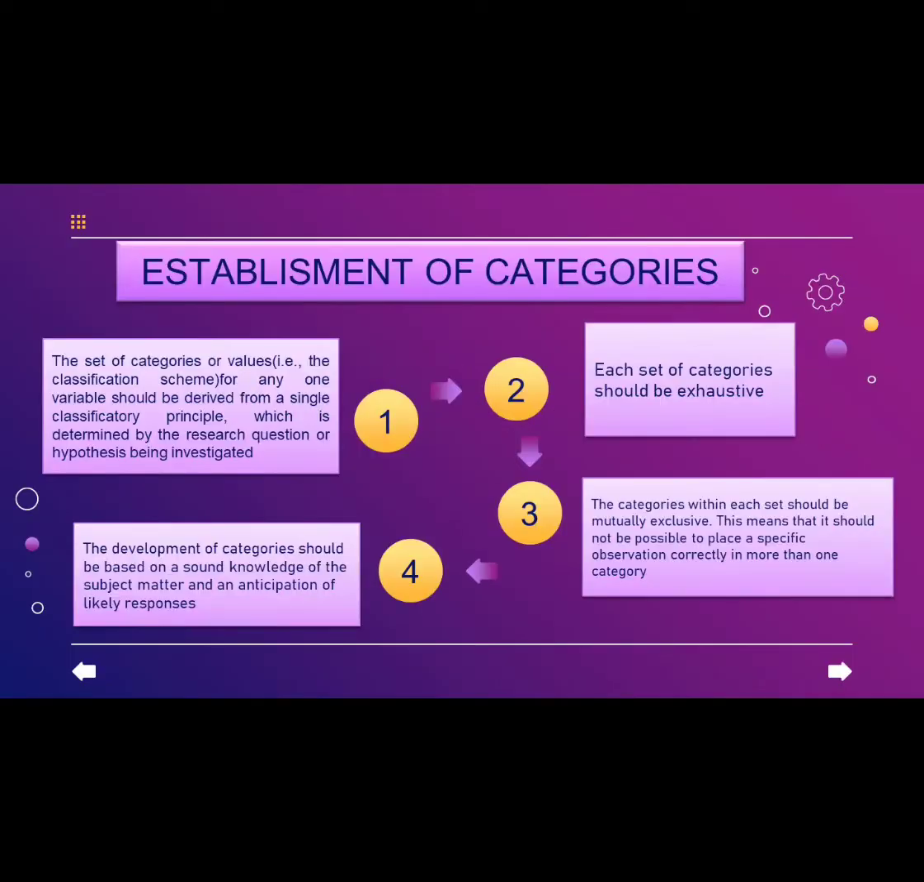Establishment of categories. In establishing categories, 4 basic rules or guidelines should be followed. 1. The set of categories or values. The classification scheme for any one variable should be derived from a single classificatory principle, which is determined by the research question or hypothesis being investigated.